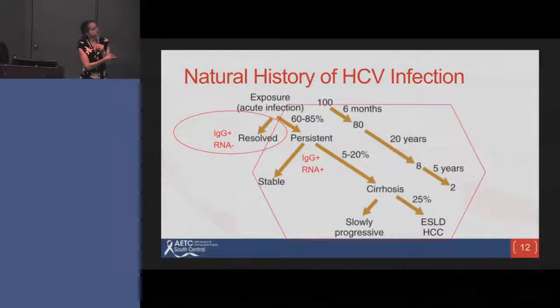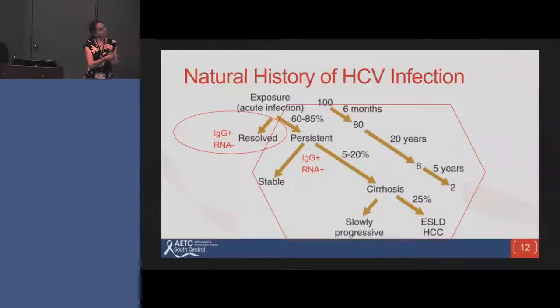Now, what about people who develop persistent infection? So this is the remaining 80% of people. These are people who are going to have detectable hepatitis C RNA levels. That's why it's important to keep this in mind, especially as we're treating more and more people with hepatitis C: seeing their positive antibody is not sufficient to label them as having chronic hepatitis C infection.